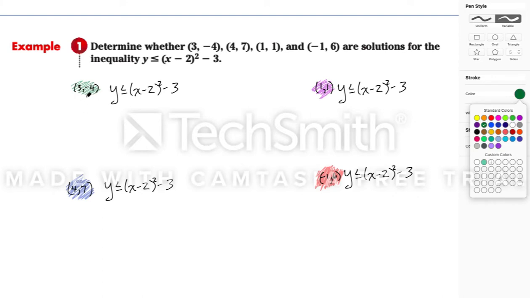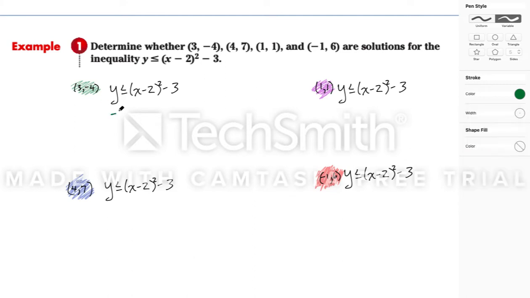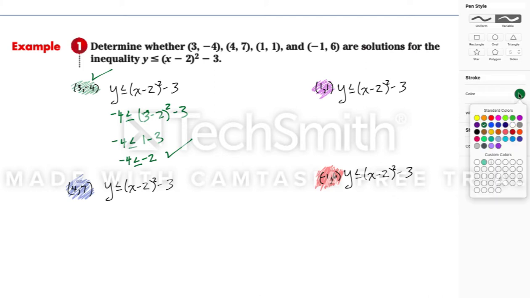So if I plug in 3 for x and -4 for y, I'm checking this out here. So I'm going to put my positive 3 here, my bad, (-2) quantity squared. I'm just substituting in the point and seeing if it works. Seeing if this is true, 3 minus 2 is 1, 1 squared is 1. So I end up with 1 minus 3. So I have -4 is less than or equal to 1 minus 3, which is -2. And since this works, this point is a part of the solution. So -4 is less than or equal to -2.